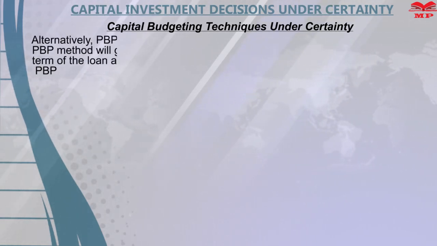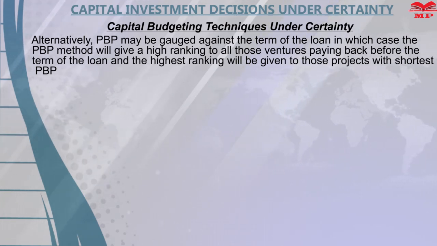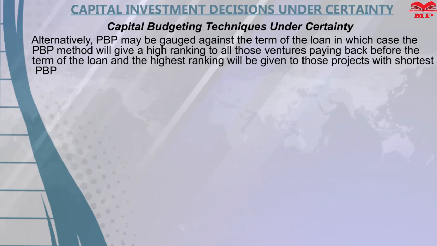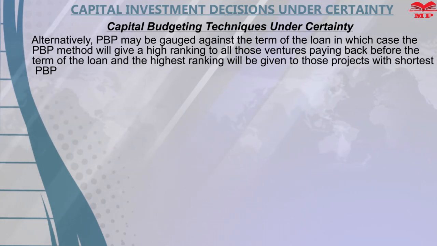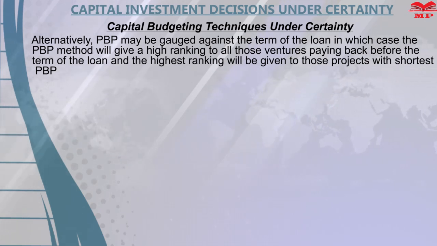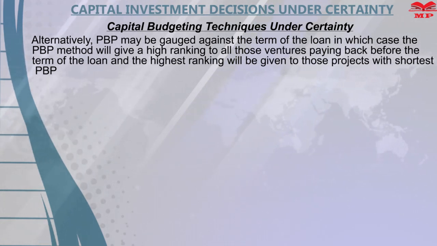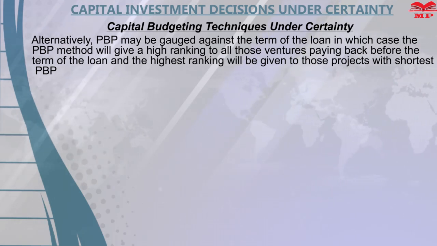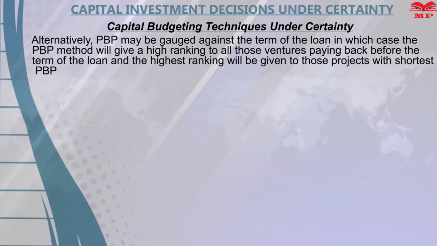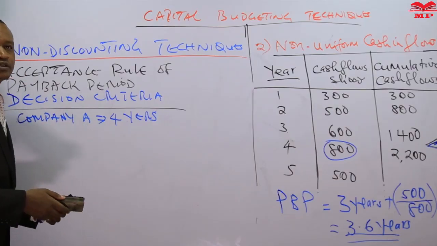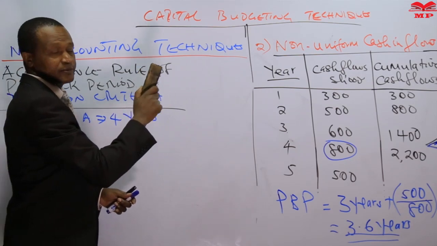Then, alternatively, payback period may be gauged against the term of the loan, in which case the payback method will give a high ranking to all those ventures which pay before the term of the loan, and the highest ranking will be given to those projects with the shortest payback period.